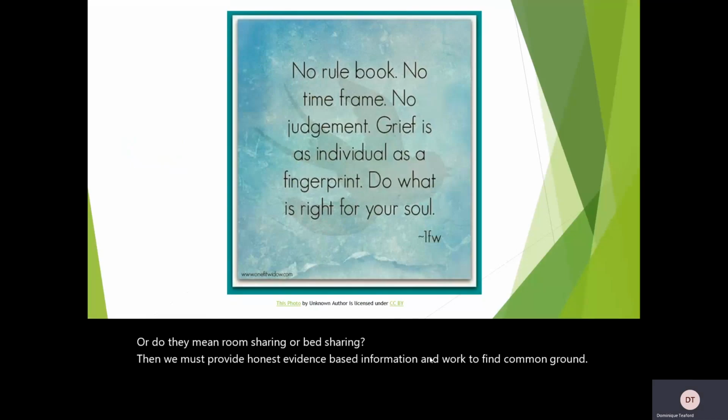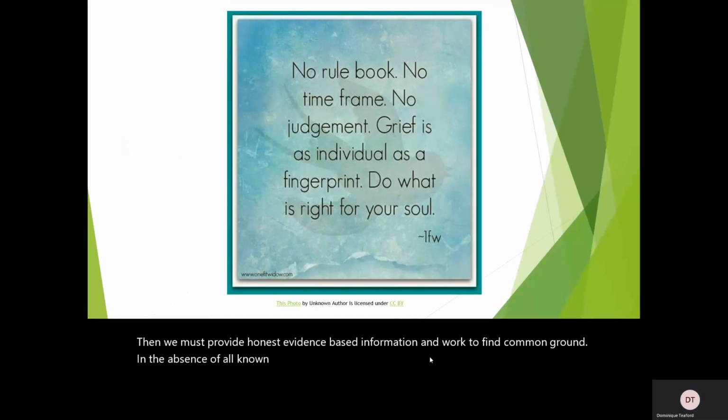In the absence of all known risk factors, SIDS still occurs. And despite our best efforts, it happens. So now we will shift gears for a brief moment.